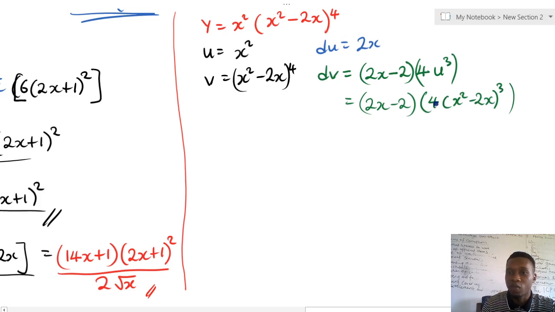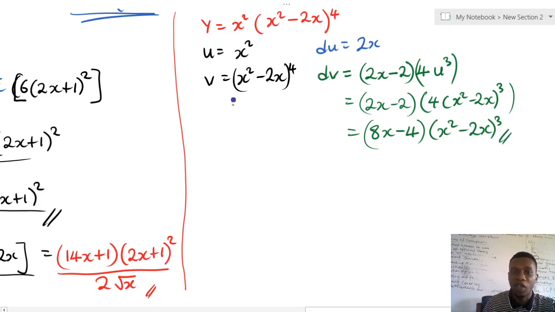Now I can use my 4 to open up this particular bracket, and that'll be what? 8x minus 4 bracket x squared minus 2x raised to the power of 3. So I can end it here. Then what's the next thing I do? So this is my dv.